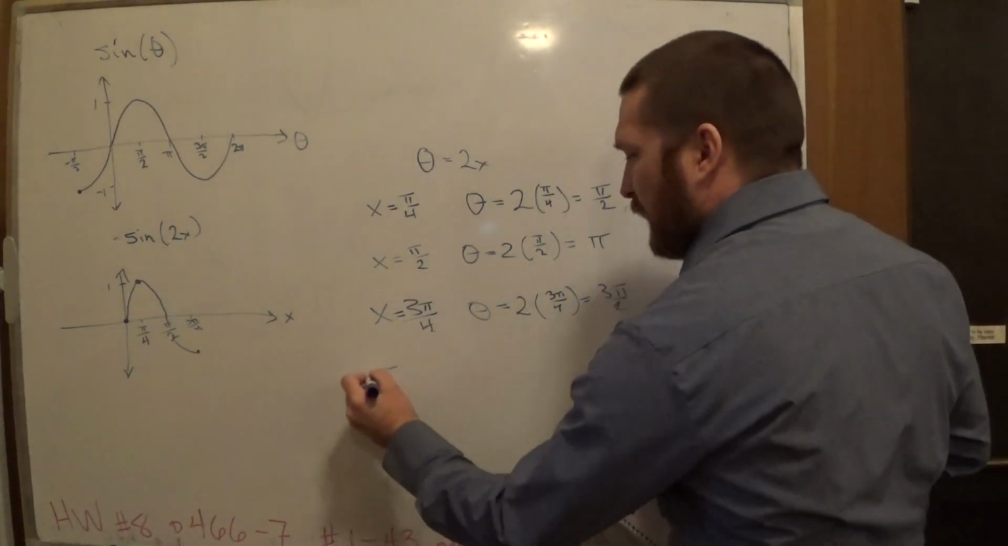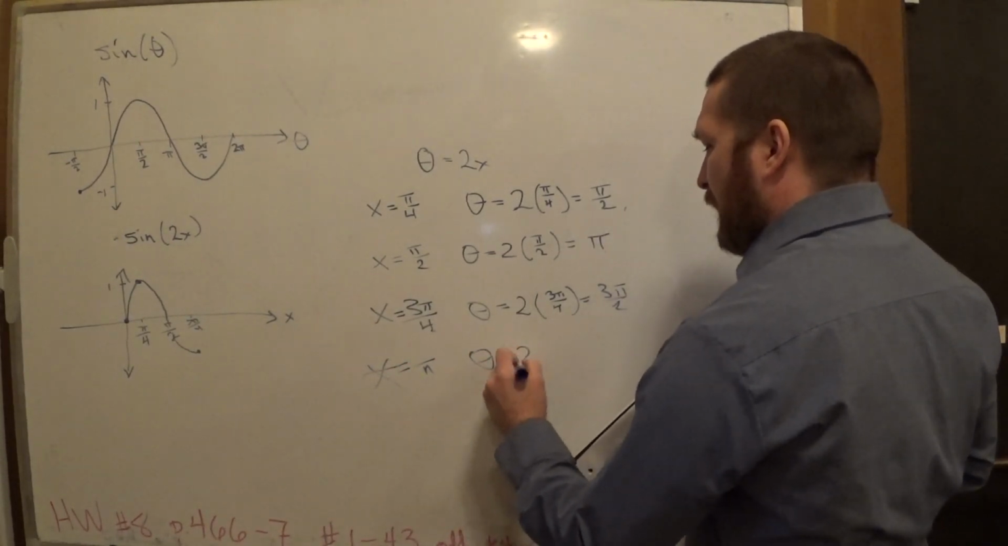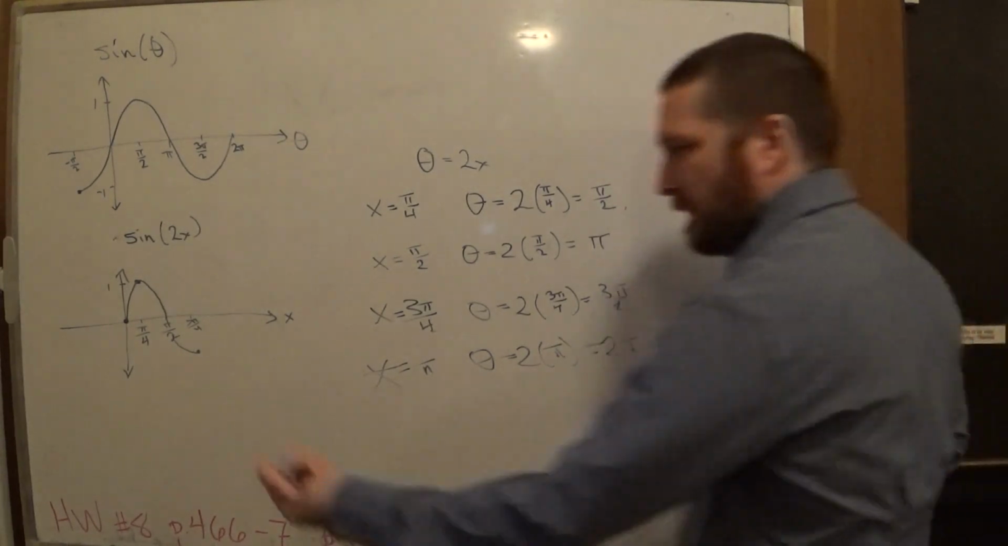Finally, the last one we're going to do is when x is equal to pi, and theta is 2 times pi, which is just 2 pi, and so we're back to where we started.